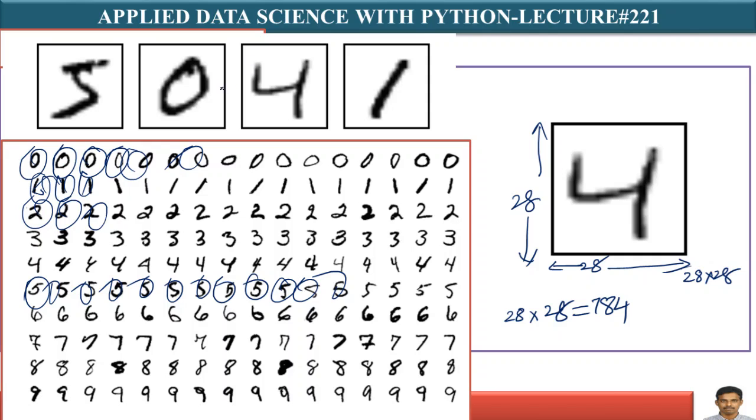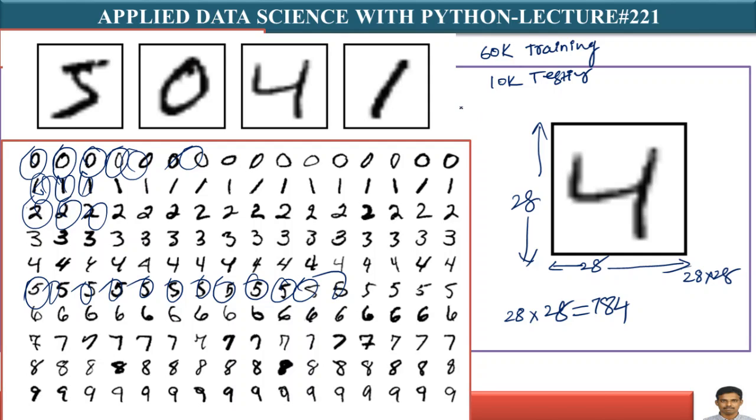Let me assume the total data set size is 70,000. 60,000 data points are for training. If you don't know what training is, I will explain in future classes. And I have 10,000 points for testing. For the time being, just understand that there is a training data set as well as a testing data set.